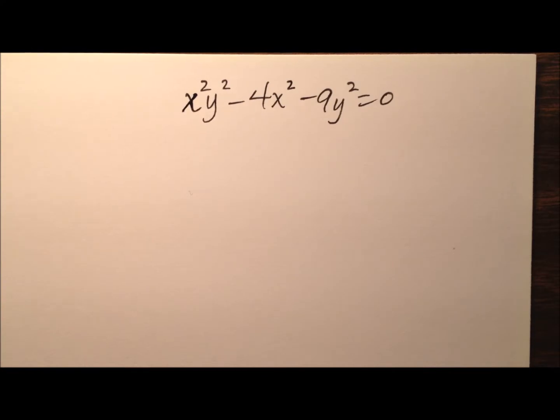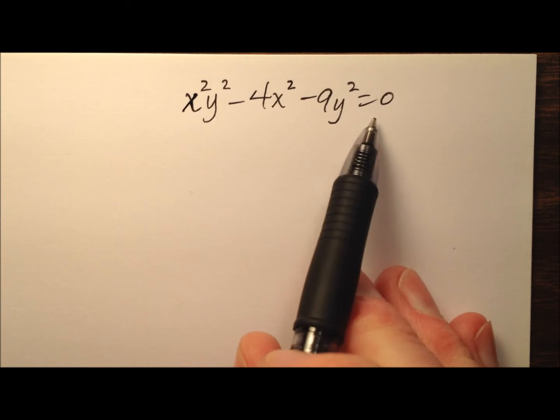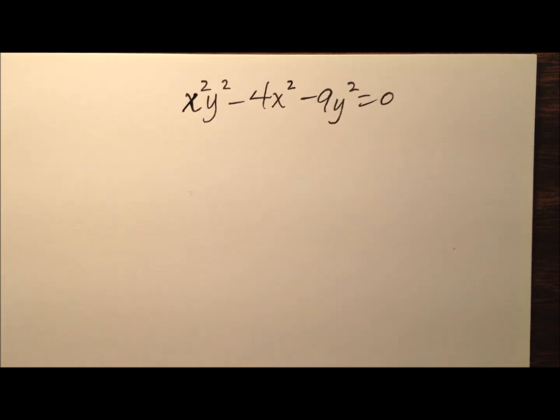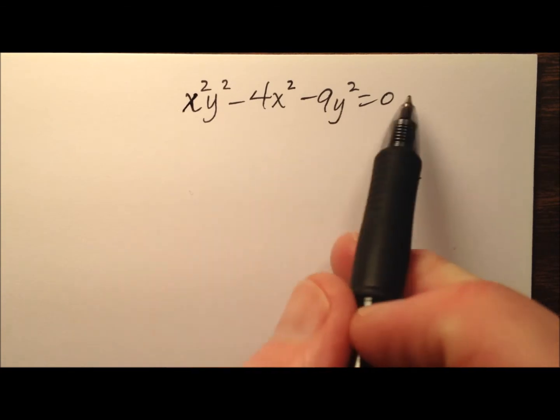In this example, I'm going to use implicit differentiation to find the derivative of this equation, and I'm going to be isolating the y prime, or the dy/dx. And remember, each time I differentiate a y term, I need to include a y prime with it. Let's go ahead and get started.